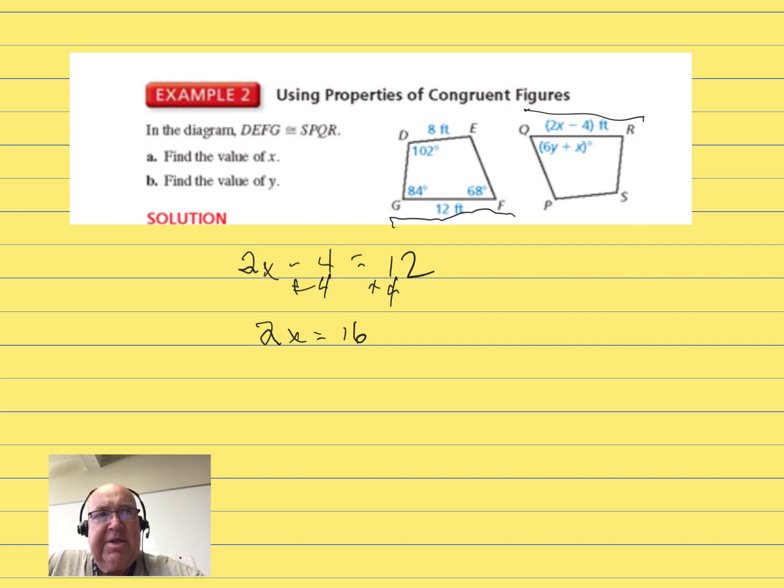And then we're going to divide by 2. Our x is equal to 8. Doing the same thing for our y, we know that PQR is congruent to EFG.